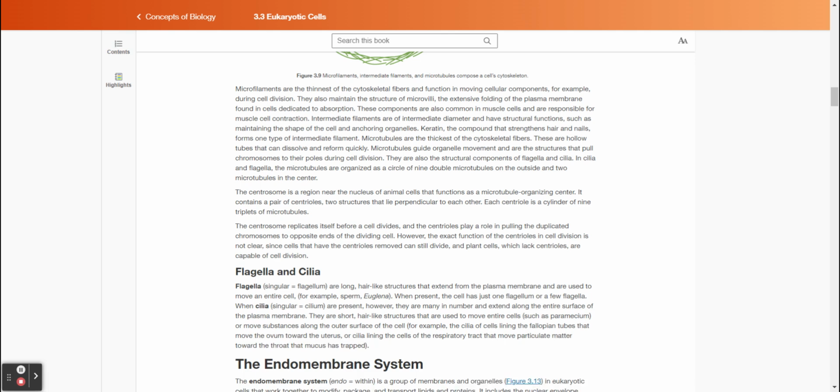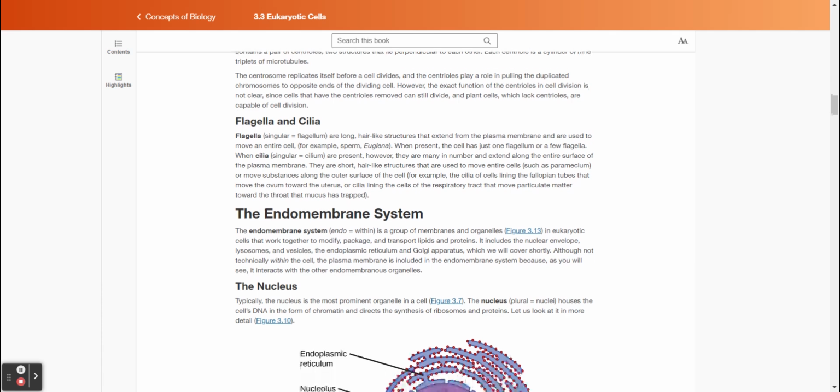Flagella and cilia. Flagella, singular flagellum, are long, hair-like structures that extend from the plasma membrane and are used to move an entire cell. For example, sperm and euglena. When present, the cell has just one flagellum or a few flagella.